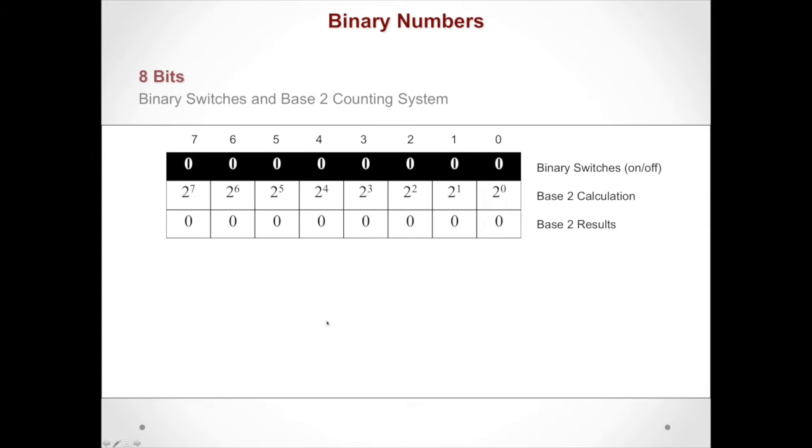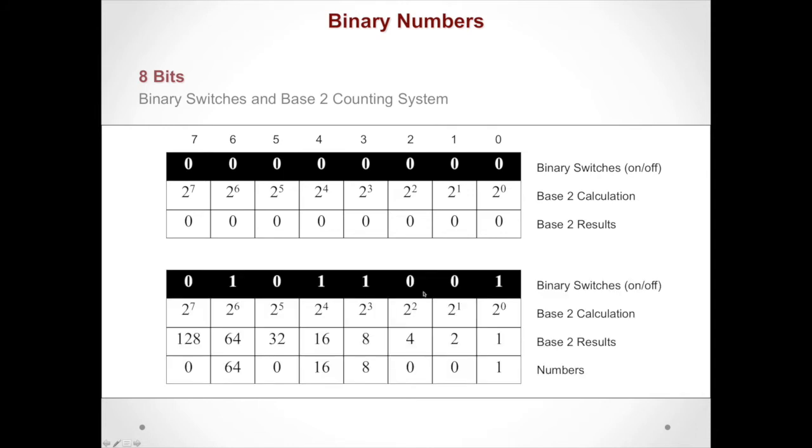So looking at an 8-bit system, and this obviously is incrementing. The power is incrementing, as you can see: 0, 1, 2, 3, 4, 5, 6, 7, and the base is 2. So this is all off, so the result is nothing. But let's look at an example. Once we switch this on, so the binary number is 0, 1, 0, 0, 1, 0, 0, 1. Once we start to switch on the bits in an 8-bit system, we can start multiplying.